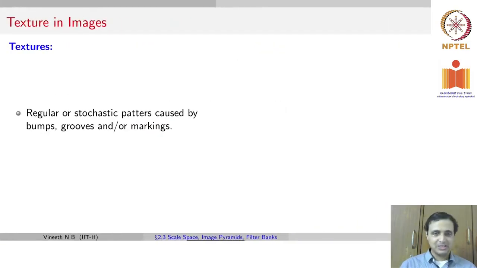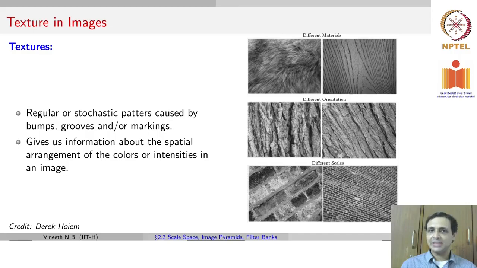Moving on from image pyramids, we'll go to the third topic that we are covering in this lecture, which is the notion of textures, which is closely connected and built upon the other concepts that we are covering now. What are textures to start with? Textures are regular or stochastic patterns that are caused by bumps, grooves, and or markings. So these textures give us some information about the spatial arrangement of colors or intensities in an image.